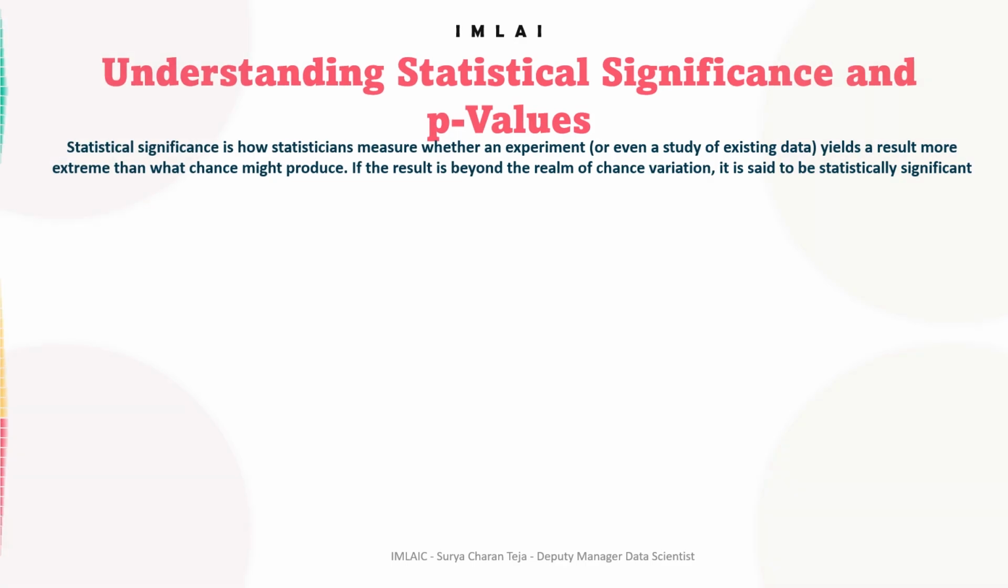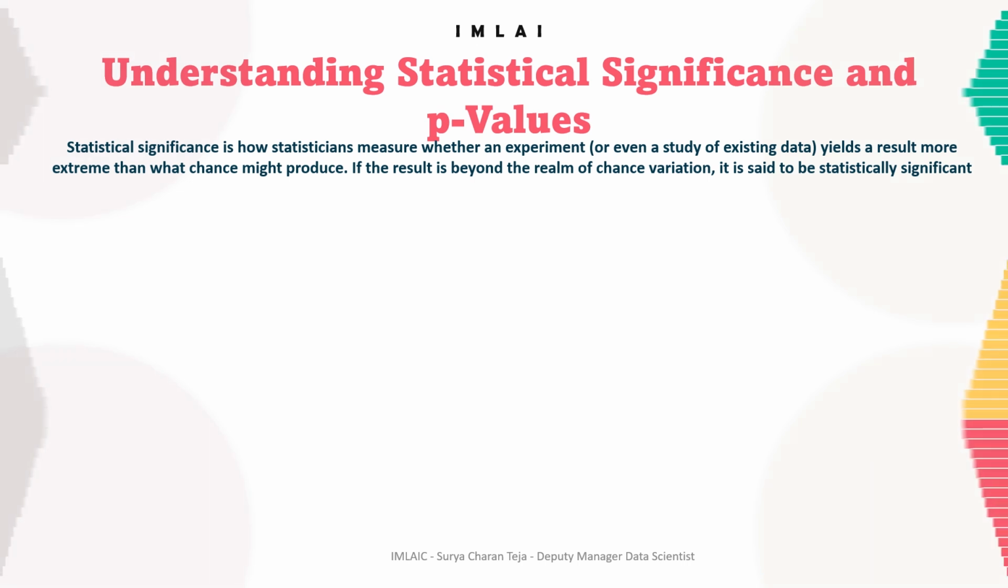Now let's move on to understanding statistical significance and p-values and a few more concepts related to that. Let's take what is statistical significance first. Statistical significance is how statisticians measure whether an experiment yields a result more extreme than what chance might produce. If the result is beyond the realm of chance variation, it's said to be statistically significant.